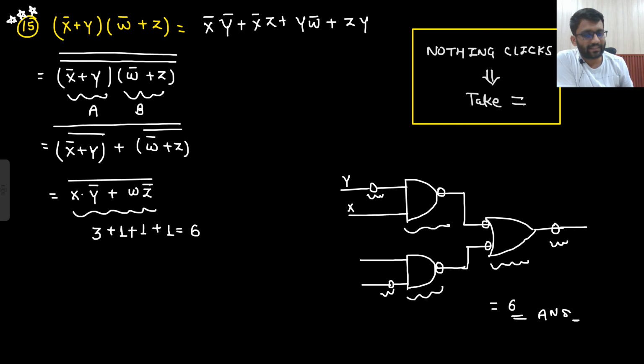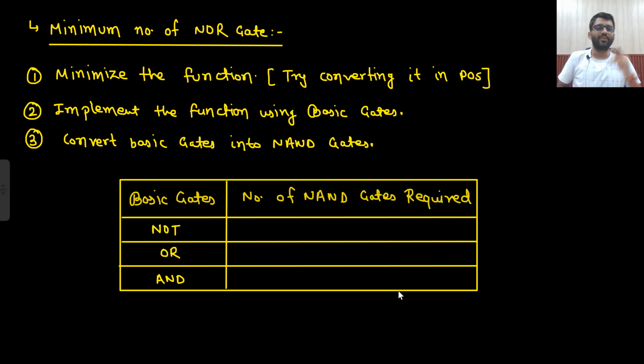Okay. So let's solve the same kind of problems using NOR gate now. So in NOR gate, what is my target? If NOR gate is coming, I will be going towards POS form. So tell me one thing. POS form, then I will implement it using basic gates, and then I will convert basic gates into NOR gates.